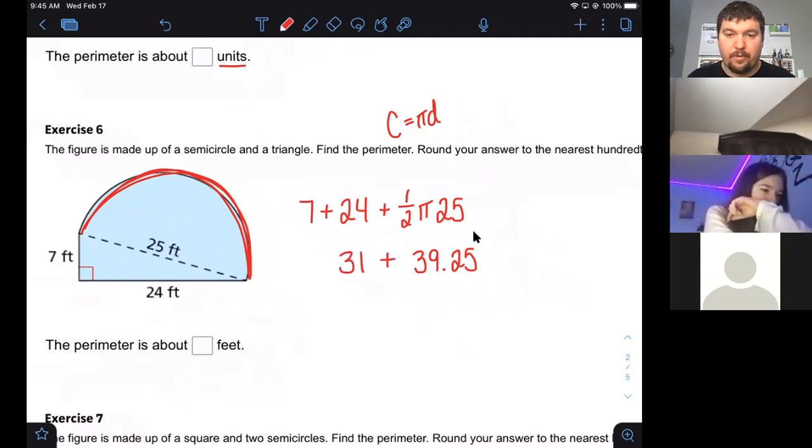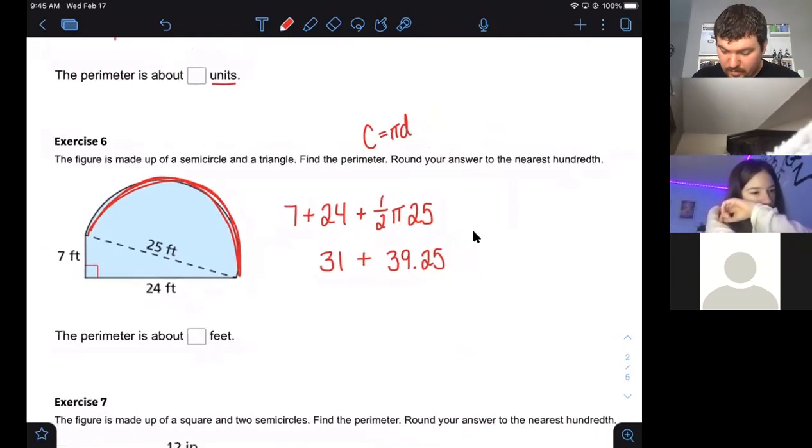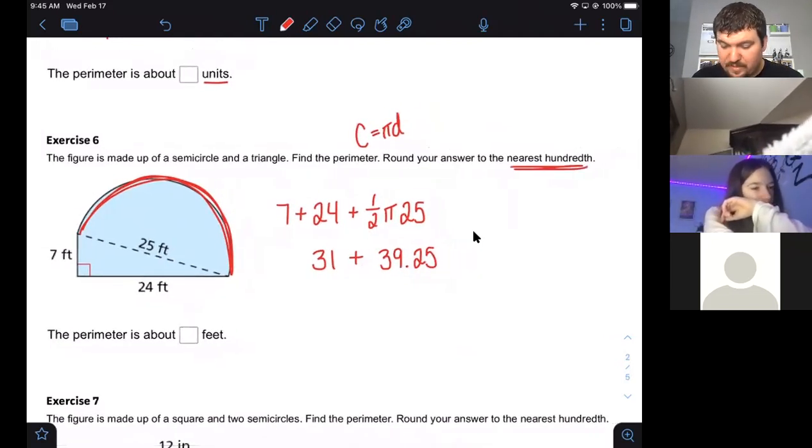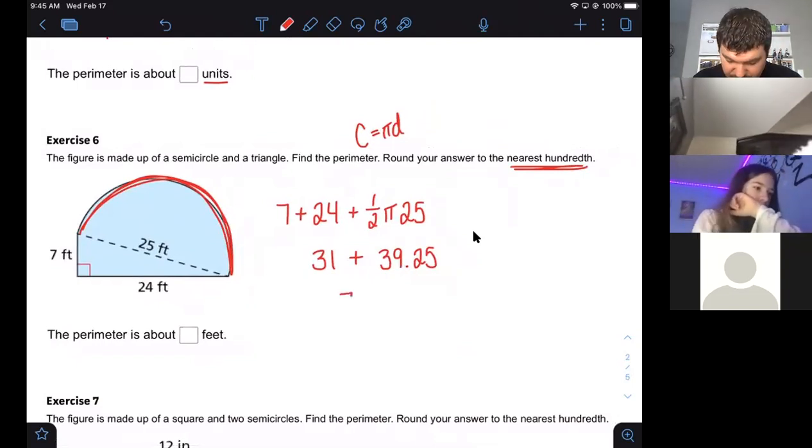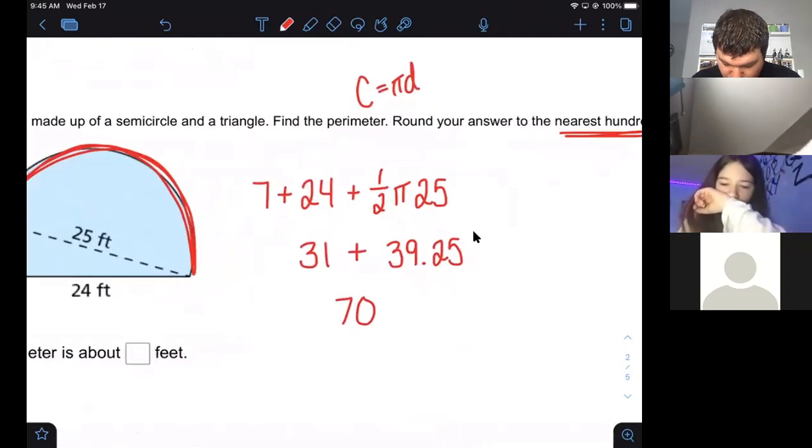Would someone tell me what 31 plus 39.25 is? 70.25. That's what I was getting. Good, thank you. And it says nearest hundredth, which means 2 decimal places, and we have 2 decimal places, so we're good. 70.25, and then that's just going to be feet.